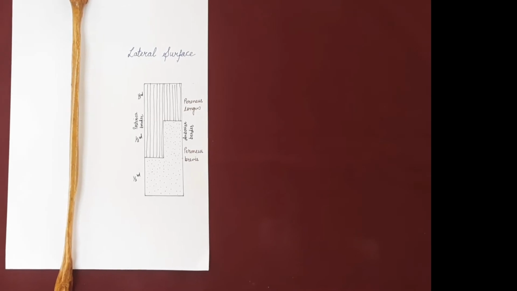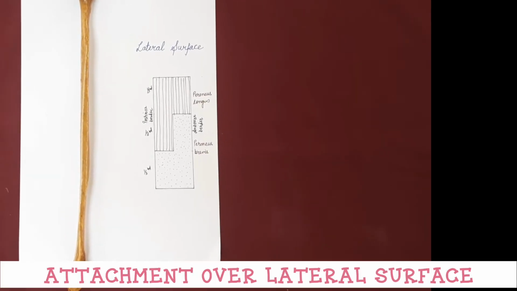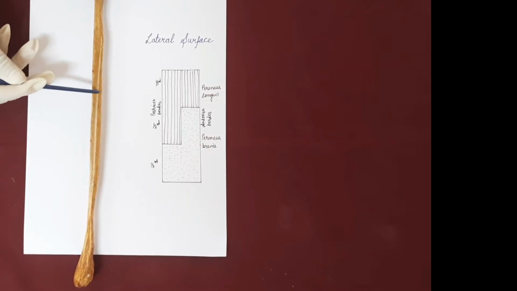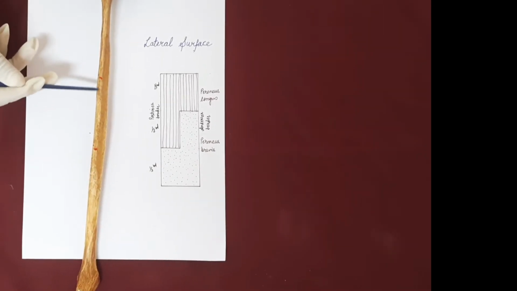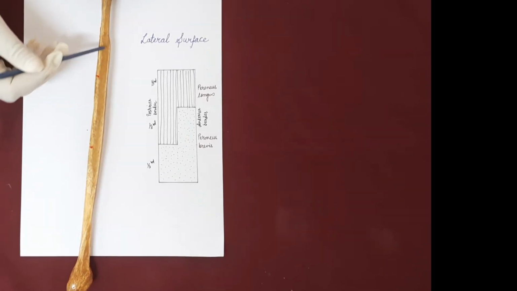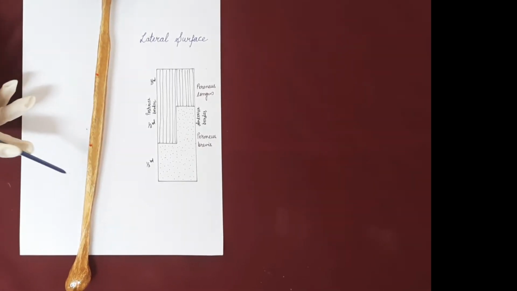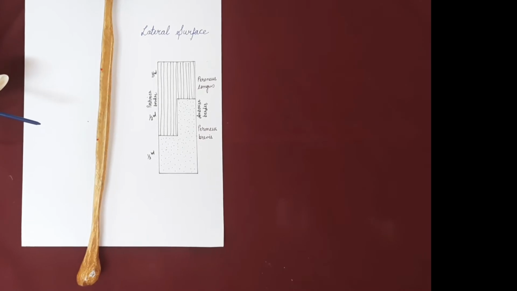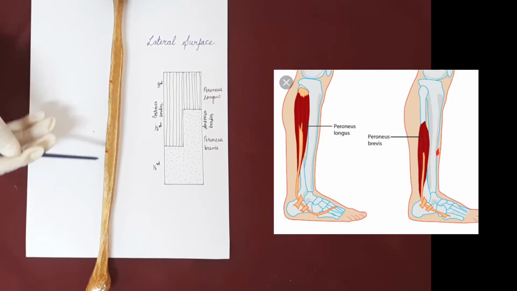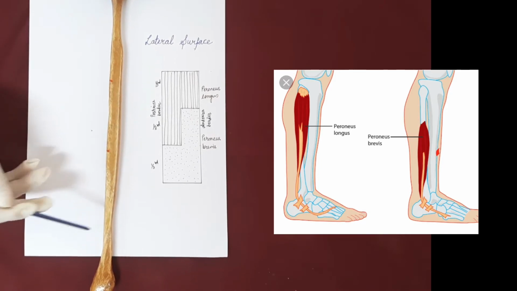Let's see the attachment over the lateral surface. Here you can see the anterior border and this one is the posterior border. In between the anterior and posterior border we have the lateral surface. First we divide the lateral surface into three parts: upper one third, middle one third and lower one third.